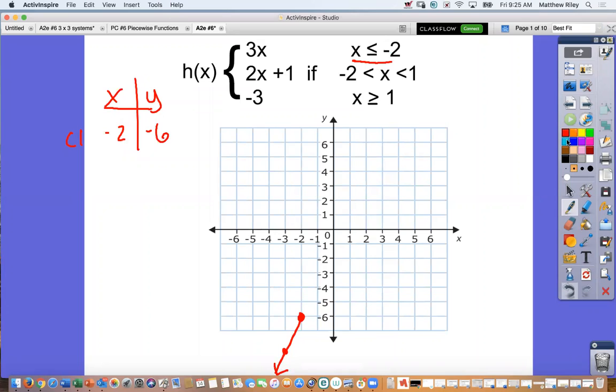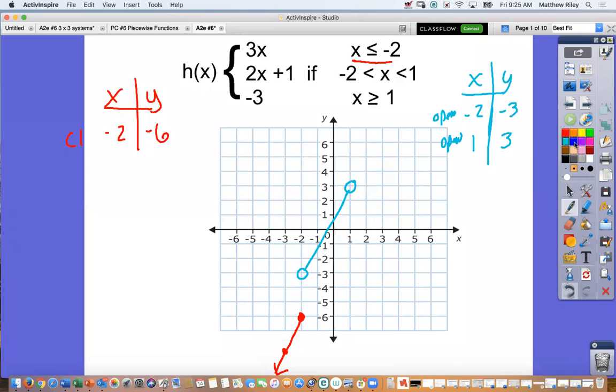Let's do the next one. I'll do it in light blue. If I'm trying to graph this equation, it is only good between -2 and 1. So I want both of those values. I want -2 and 1, and it's going to be open on both. When I plug in -2, I've got -4 plus 1 is -3. I've got 2 plus 1 is 3. So -2, -3, it's going to be open. 1, +3, it's going to be open. There you go.